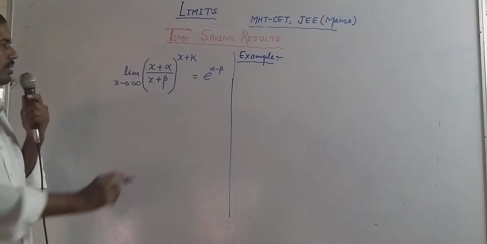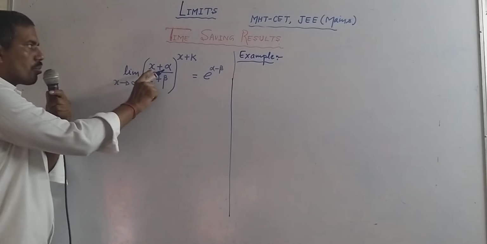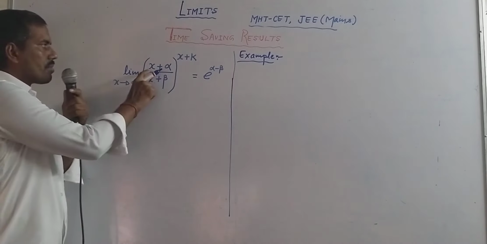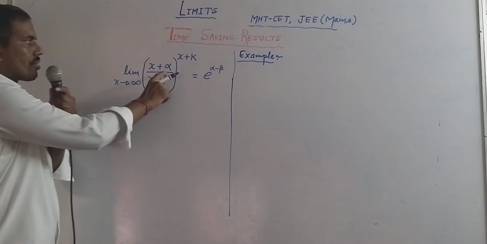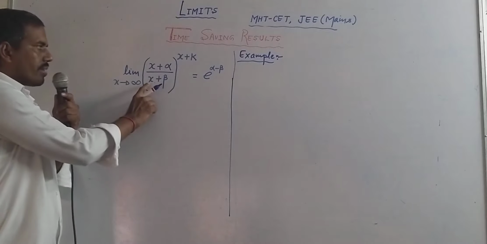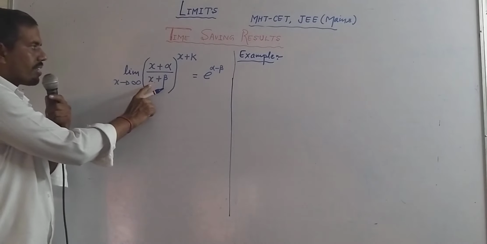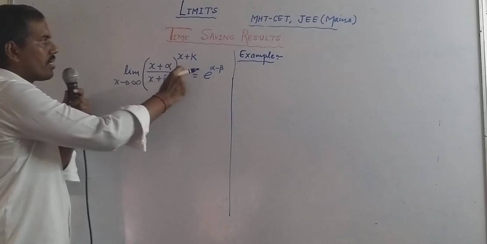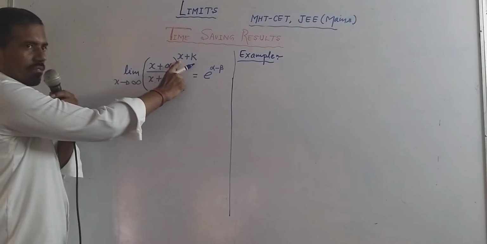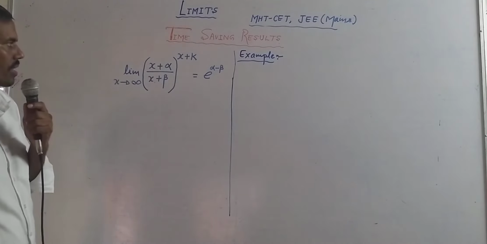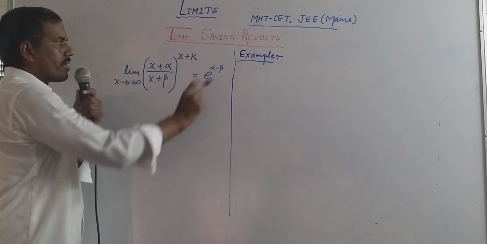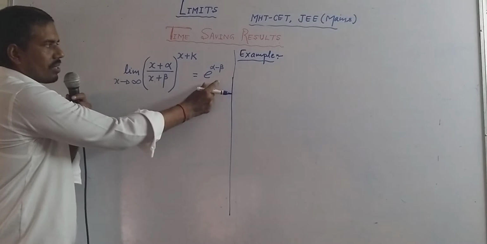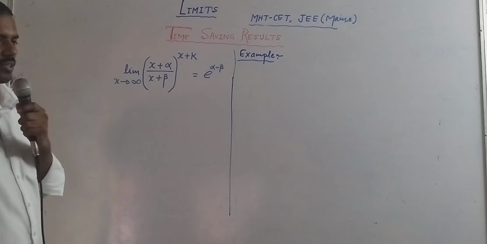If we observe the given fraction, there are two terms in the numerator and two terms in the denominator, in which the first term is an algebraic function and the second one is a constant function. In the denominator there is x, which is an algebraic function, and the second one is a constant function. At the power x plus k, here x is an algebraic function and k is a constant function. Then the result is e to the power alpha minus beta. Here there is no term of k, which means the result is independent of parameter k.